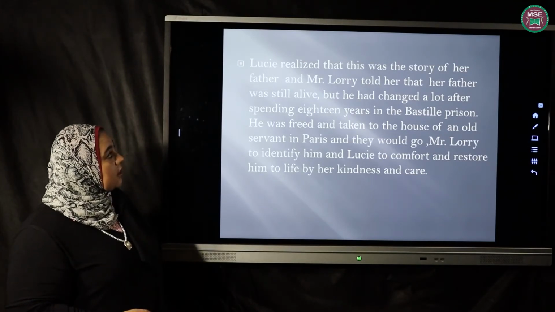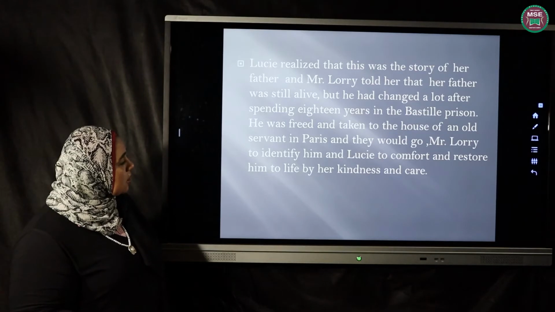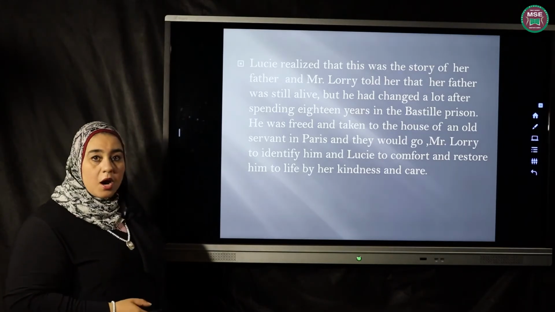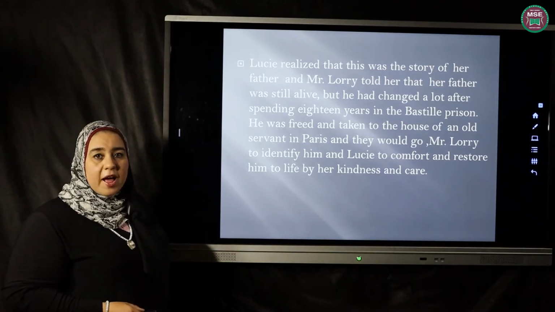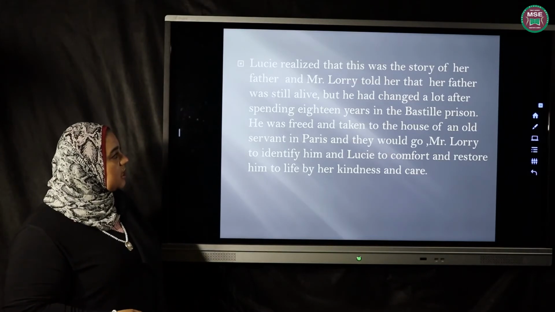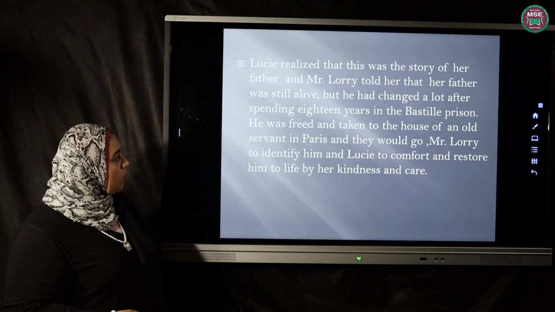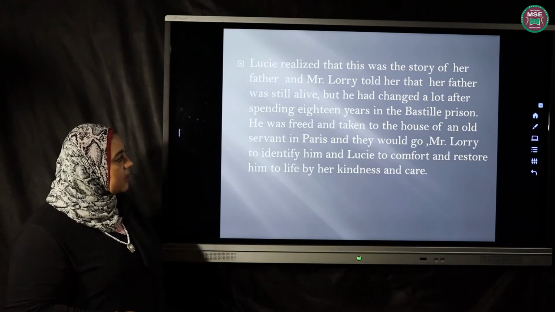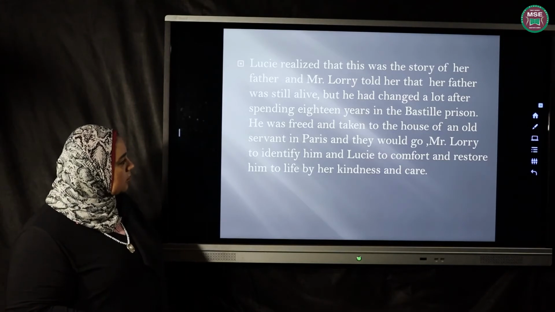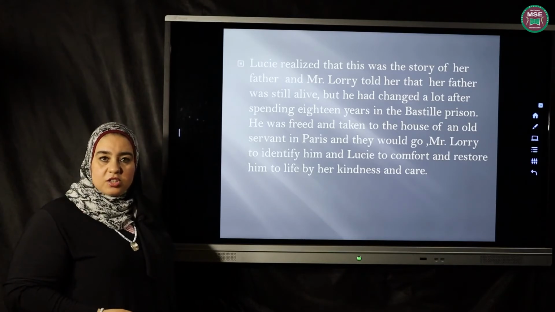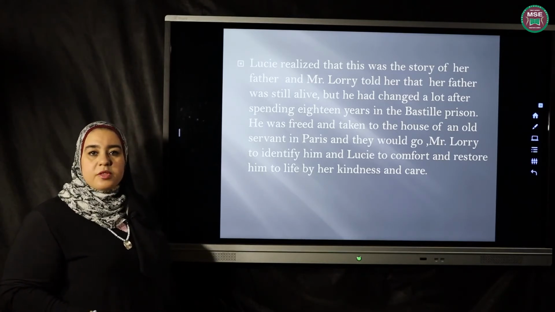Lucy realized that this was the story of her father, and Mr. Lorry told her that her father was still alive, but he is in a very bad condition. He had changed a lot after spending 18 years in the Bastille prison. He was freed and taken to the house of an old servant in Paris, and they would go, Mr. Lorry, to get him back. Her father was in a very bad condition. He had lost his memory from the long time he had spent in prison.